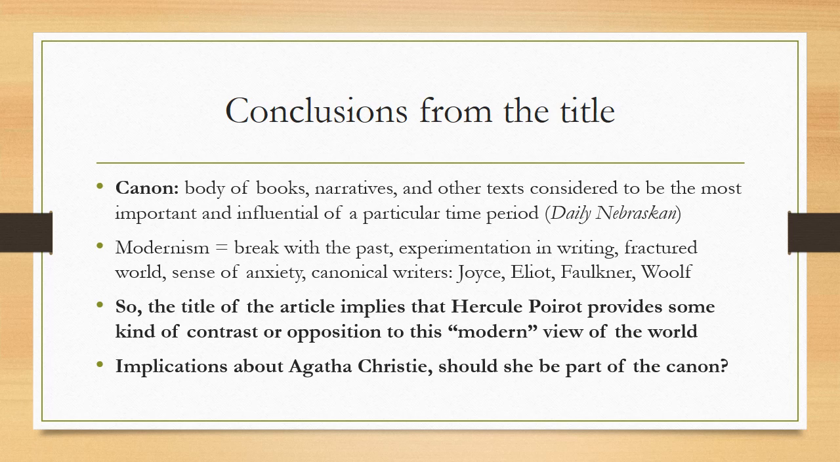And I already mentioned that the implications here, since Martin mentions these famous writers, is that maybe Agatha Christie should be part of the canon, or maybe it's good that she's not. But if she's not, and she's an important writer, maybe we need to redefine what the criteria are for being in the canon. So this is a really important question alluded to by the definition of modernism our author gives, and it's a question we can pursue further as we go deeper into the article.